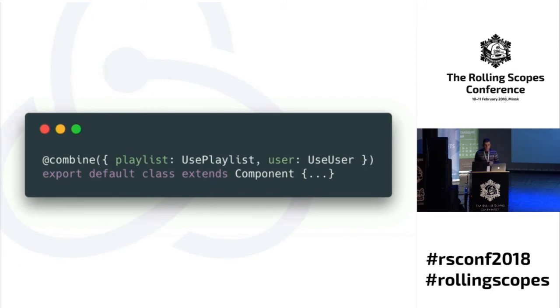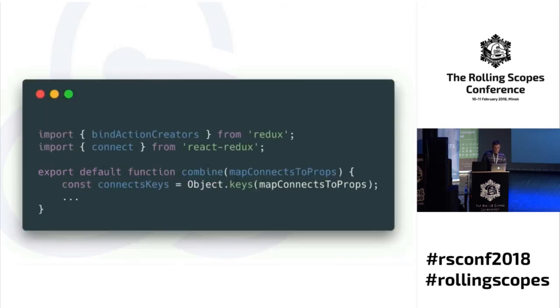In that case, to avoid such behavior, we can use the combine function. As you can see, combine will take an object with some kind of mapping and create a higher order connect that will paste data from connected functions to corresponding nodes. So in the wrapped component, you will be able to access data from usePlaylist in the playlist prop and from useUser in the user prop, as well as dispatch functions.